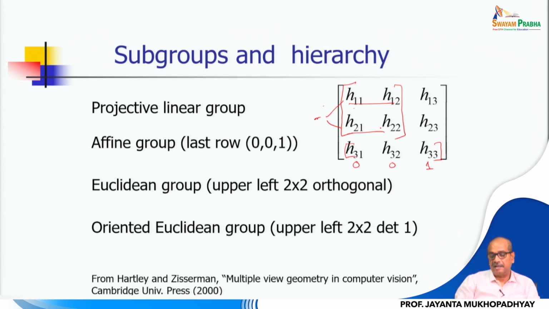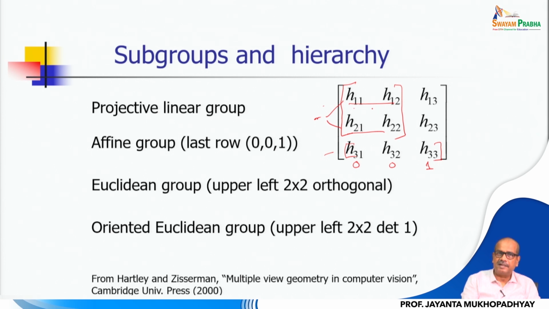Now, this group is called the Euclidean group. Another special case of the Euclidean group is called the oriented Euclidean group, where these rows are actually orthonormal, and the determinant is equal to 1. So they are not only orthogonal, they are also orthonormal, which means if I take the magnitudes of the vectors, they should be equal to 1, and the determinant is 1. These conditions are equivalent, of course.